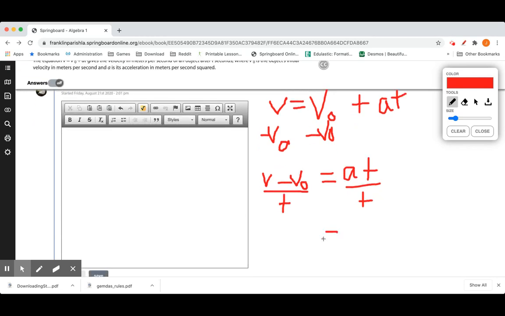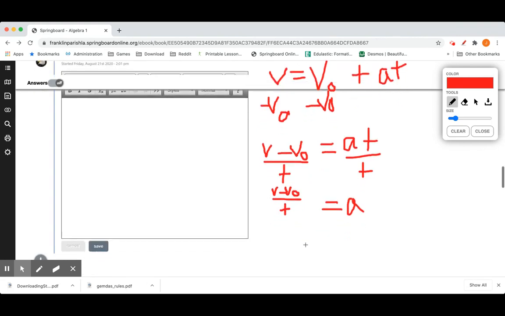And we're going to get that a, the acceleration, is equal to v minus v sub o divided by t. Okay, four different variables on this problem. It's a literal equation because it has more than one variable. V minus V sub O divided by T is equal to your acceleration.